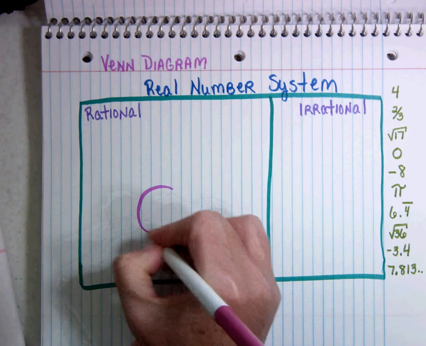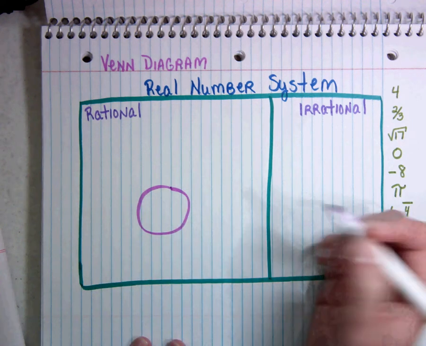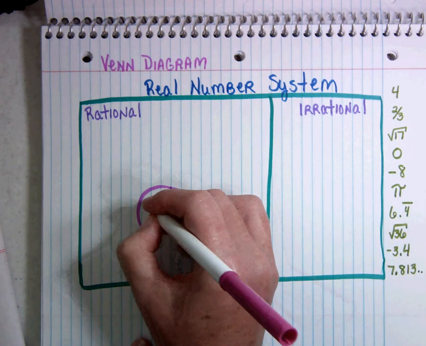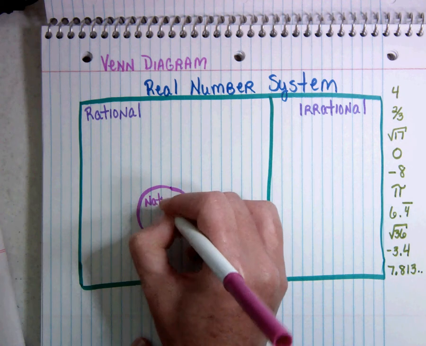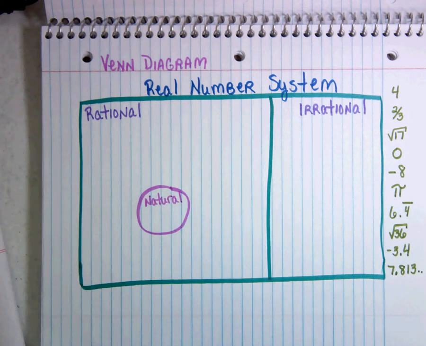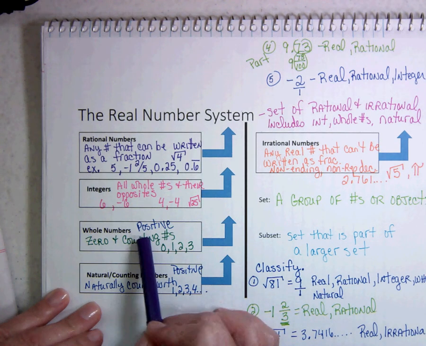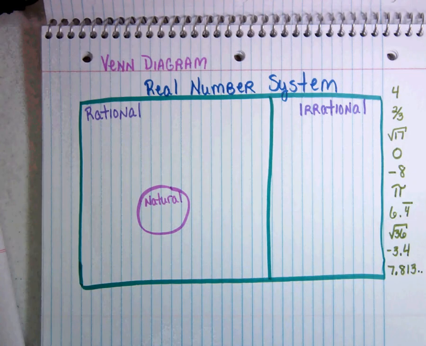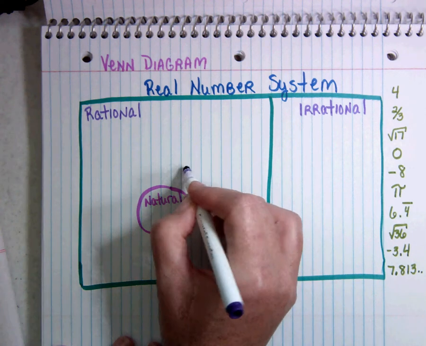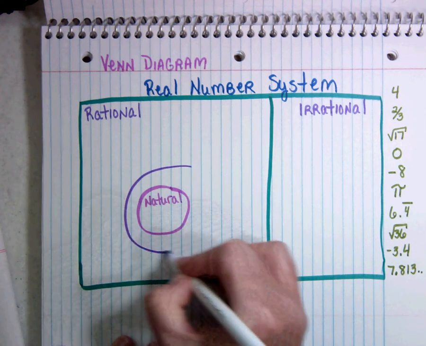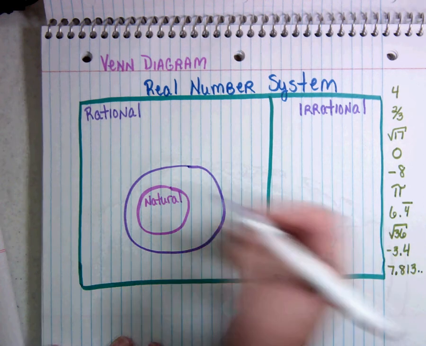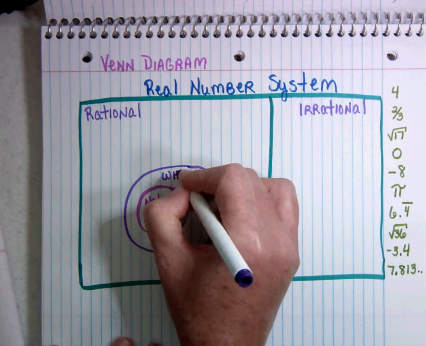So I'm going to draw a circle. You could draw a box. It doesn't have to be a circle, but that's what I'm going to draw. Okay, natural numbers. Natural or counting numbers. Now, we know that natural numbers are a subset of the whole number category. Okay, so the way we show that on a Venn diagram is we're going to draw a circle around it, and we're going to title it whole.